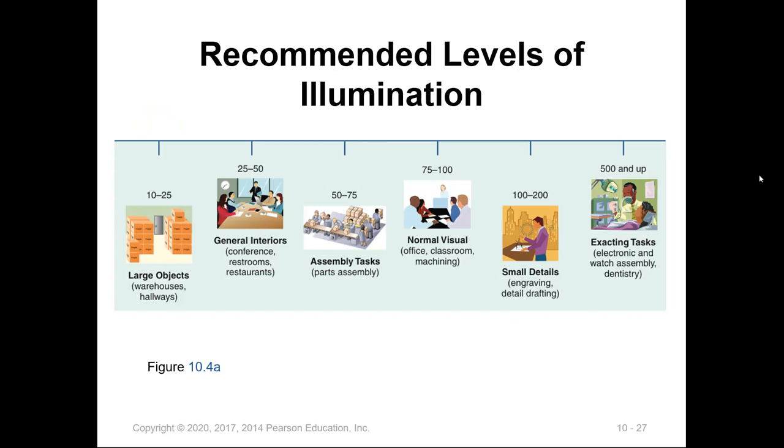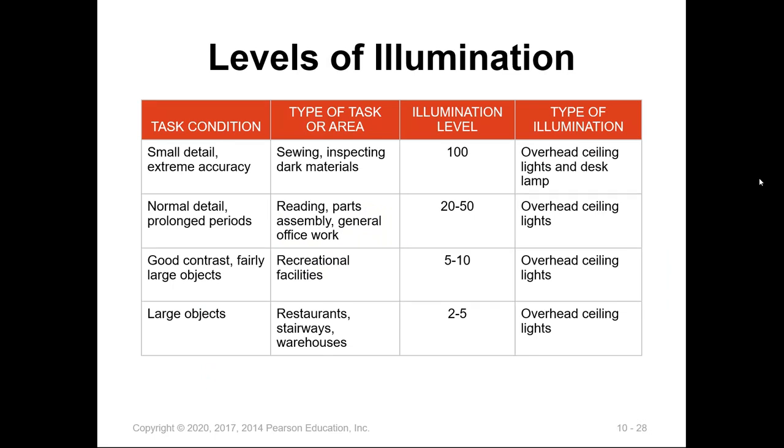This figure shows that the brightness should be changed based on the work environment you are in. The more delicate the job, the more brightness you need. From the graph, you can see that the normal visual illumination, which can be found in a classroom or an office, is between 75 and 100. This table shows the task conditions, the type of task or area, the illumination level required to perform that task, and the type of illumination.